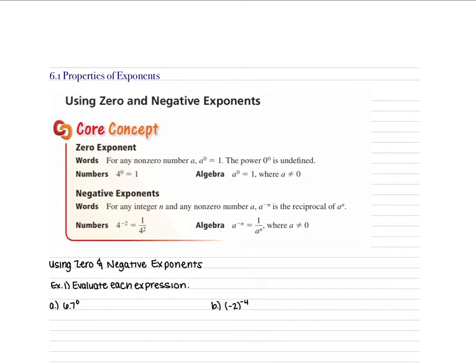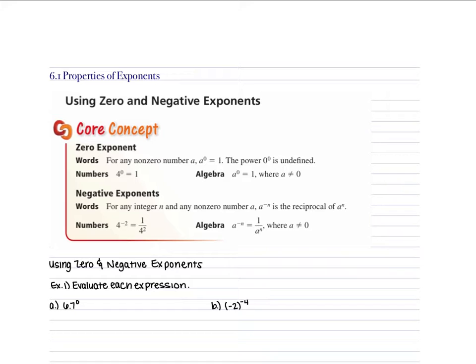6.1 goes over properties of exponents. With these exponents, they're also called powers. You have certain properties or rules that go with them, which this section will go over. Anytime you have something that is raised to the power of 0, your term automatically turns into 1.